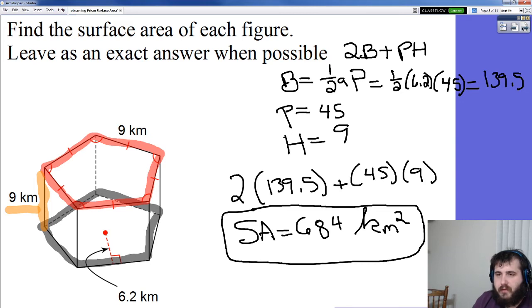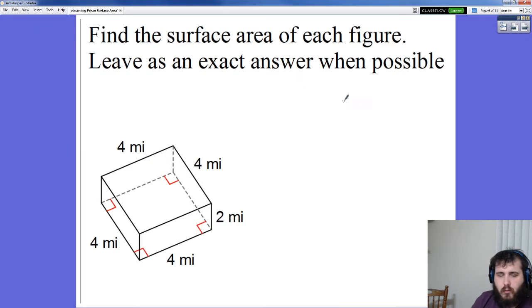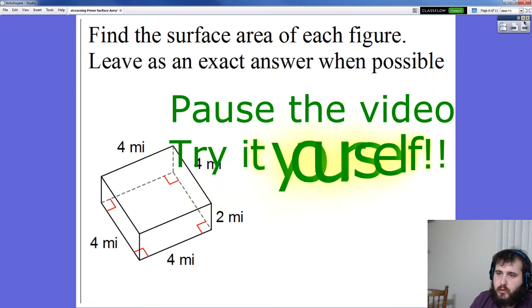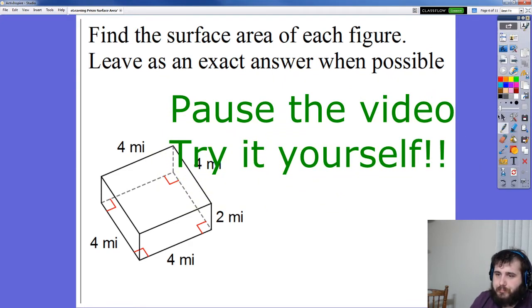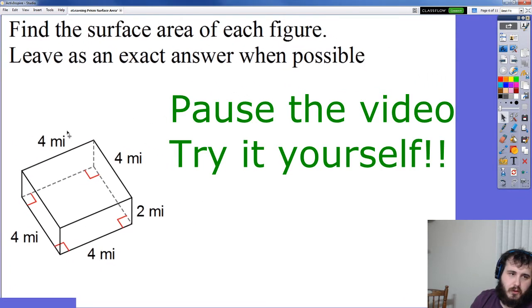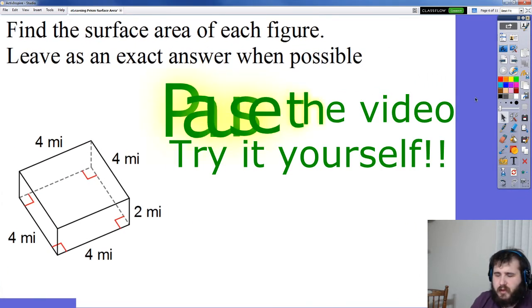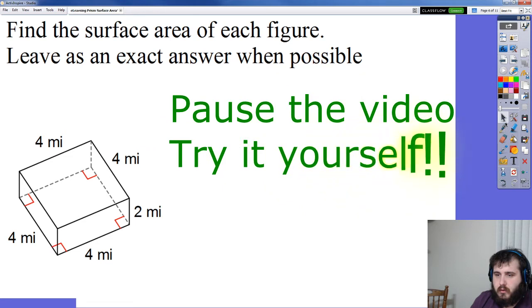So now that I've done one for you, I want you to try this one. I want you to notice what the shape is here when you're doing this one. So go ahead and try it on your own.